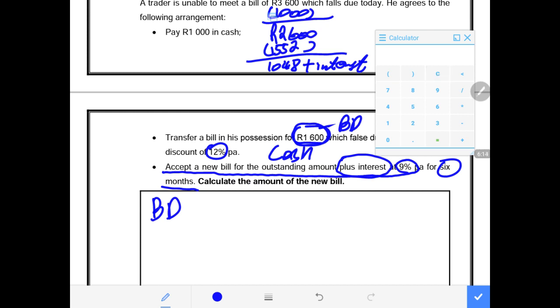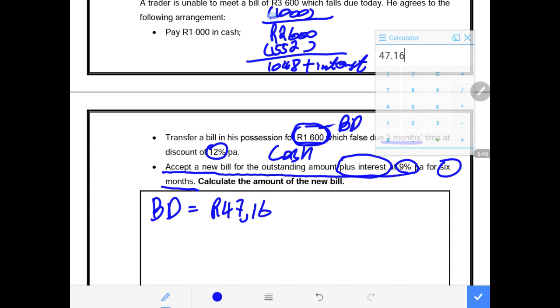Then let me just recalculate that. We have 1048 times 0.09, the interest is 9%, no longer 12%, times 6/12. That is where I've made an error. So we can see that the banker's discount is 47 rand 16 cents. So the bank will deduct 47 rand 16 cents out of the total amount that he will be having.